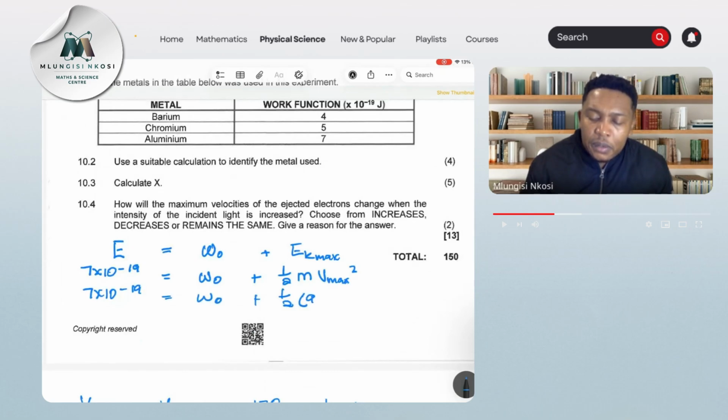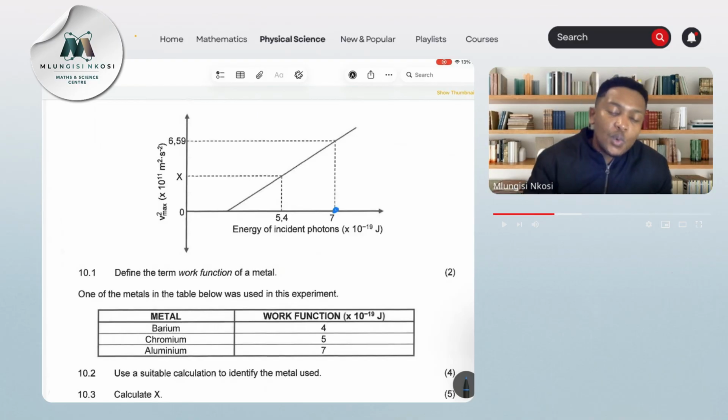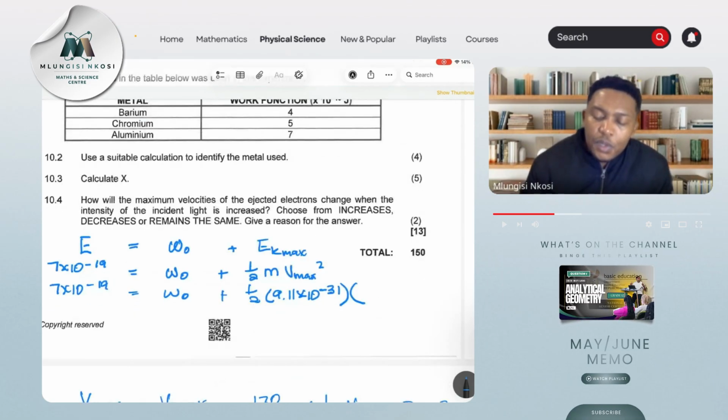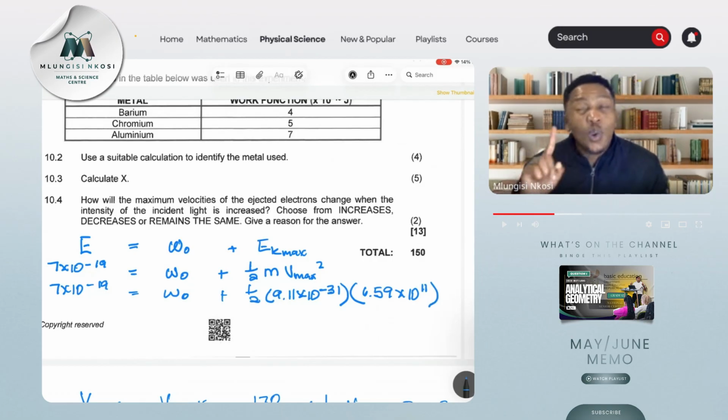That's 9.11 times 10 to the power negative 31. And we've got the maximum square velocity when our energy is 7. The maximum velocity squared of the electron is 6.59, okay, times 10 to the power 11. So that's 6.59 times 10 to the exponent 11. Now, please note that is already squared, so please do not square it, okay?